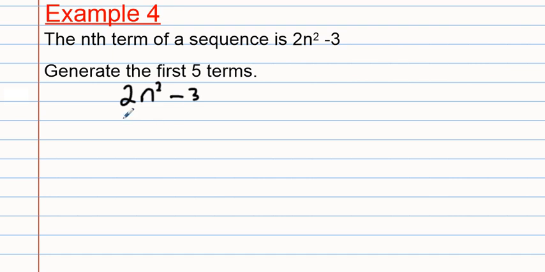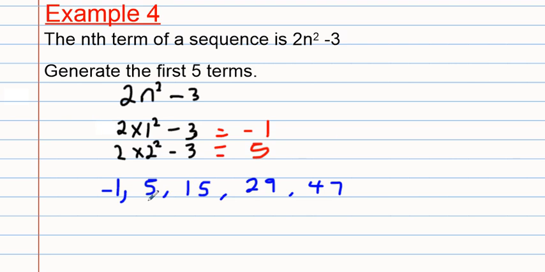So the first term, n is 1. I'll just show a few workings here. So 1 squared, minus 3. So 1 squared is 1, times 2 is 2. Then 2 minus 3 will give you minus 1. Press the pause button and try the second term.